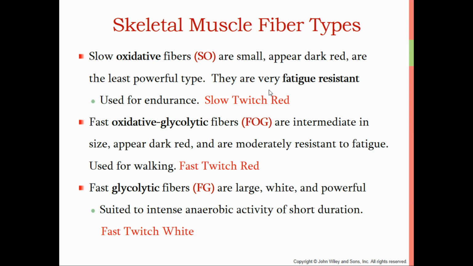So the three kinds that we're going to have are slow twitch red, fast twitch red, and fast twitch white. And we're going to find out that different people will have different concentrations of these muscle fibers in their bodies, and that will have a tendency to give them advantages in certain athletic competitions, as we will see.